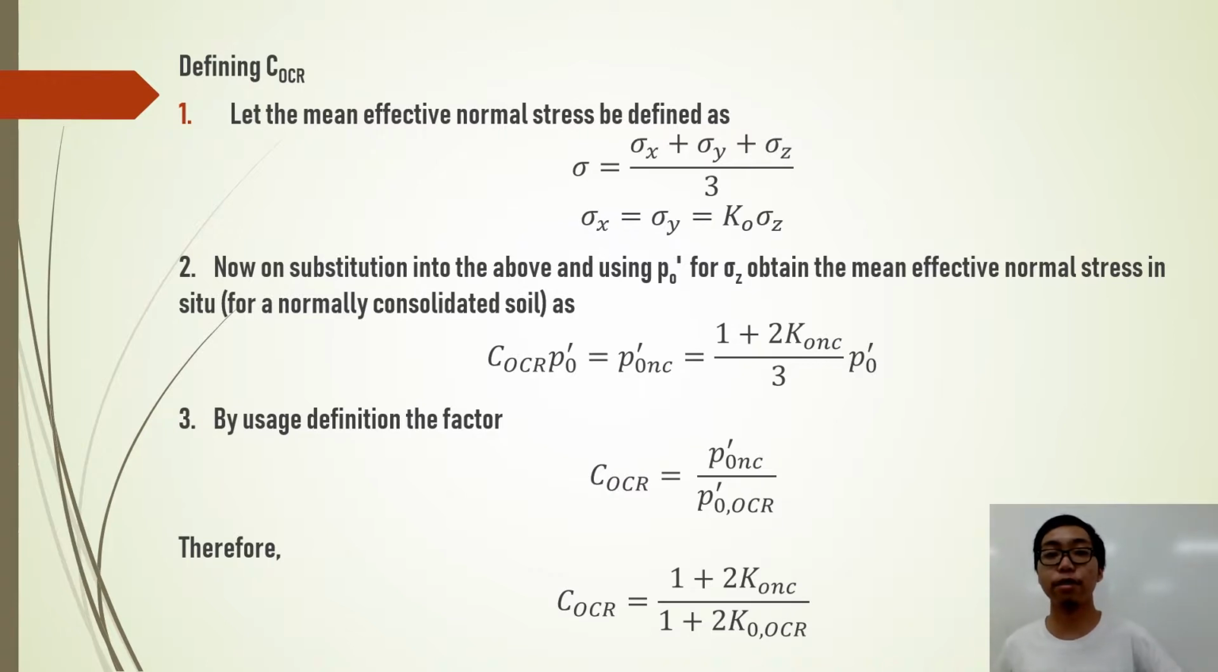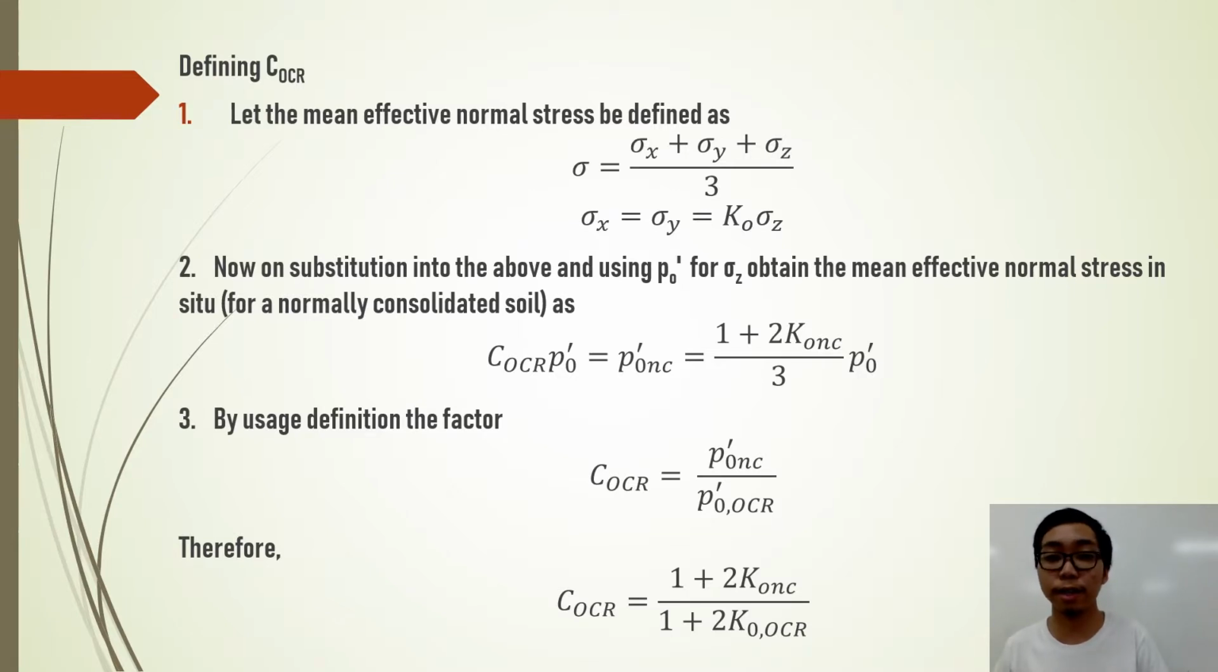To define the coefficient of over-consolidated soils, first let the mean effective normal stress be defined as the summation of stresses in the X, Y, Z over 3. As defined in section 2 of Joseph E. Bowles' book, stress in X and Y is equal to KO multiplied by the stress in Z. Now on substitution to the above, and using PO to substitute the variable for the stress in Z, we obtain the mean effective normal stress in situ.